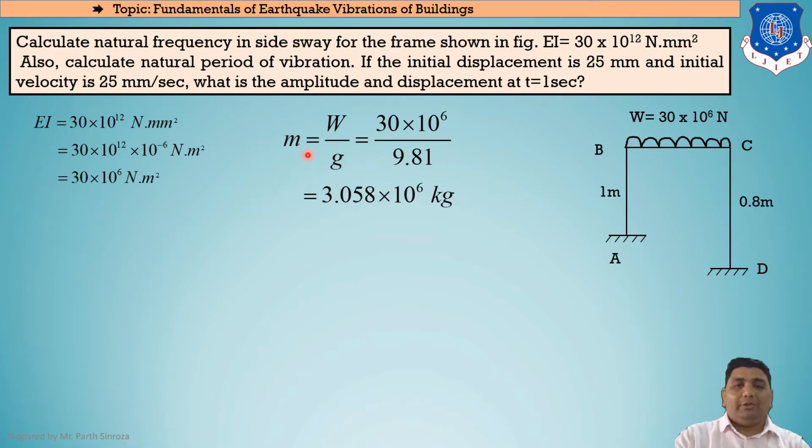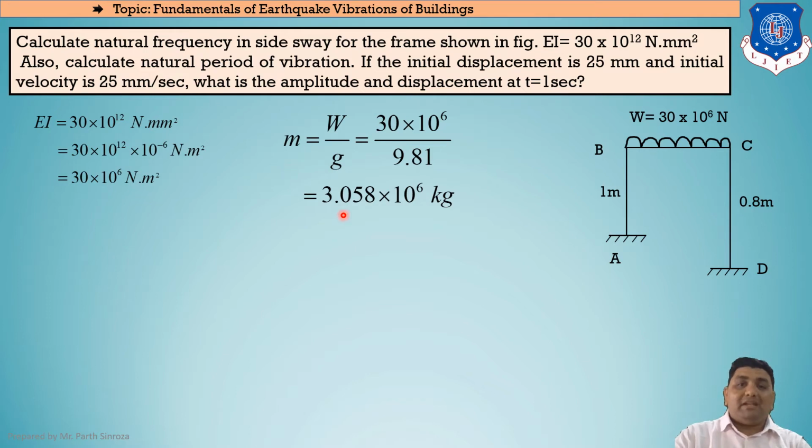Now mass can be calculated by this equation, W equal to mg, so m equal to W by g. Weight is given in the question as 30 into 10 raised to 6, and g is the acceleration due to gravity, which we will take as 9.81. So this comes out to be 3.058 into 10 raised to 6 kg. So we have calculated the first portion, that was mass. Now we will focus on calculating the stiffness.